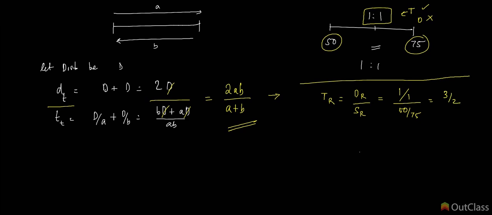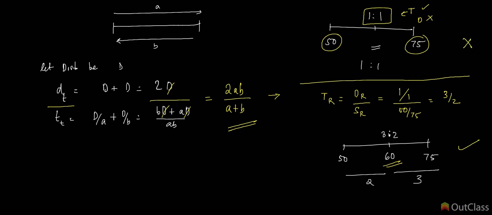Now that you have the time ratio, if you want to put that on a number line, you can. My speeds are 50 and 75, and my time ratio is 3:2. This would be appropriate. This would give you the right answer. You flip it and you get 2:3, and if you divide the distance between 50 and 75 in the ratio 2:3, you would get 60, which, as we already know, is what you're supposed to get. And so this is right and this is wrong.